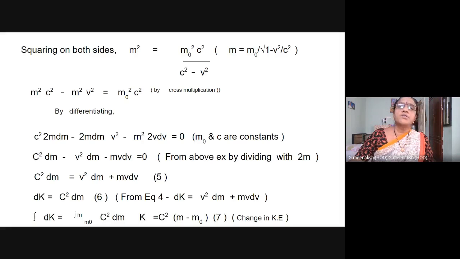c squared is a constant here. So integral of dm is equal to m value. If we substitute the limits, it is c squared into m minus m naught. Integral of dK is equal to K. So K is equal to c squared into m minus m naught. This is the expression for increase in kinetic energy value, where K represents kinetic energy. K is equal to c squared into m minus m naught.